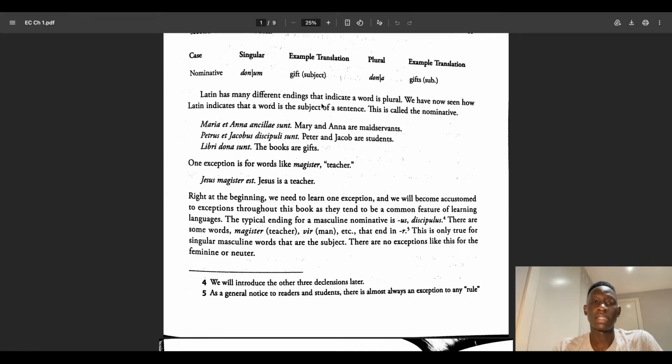We have now seen how Latin indicates that a word is the first subject of a sentence. This is called the nominative. Maria et Anna ancillae sunt. Mary and Anna are maid servants. Petrus et Jacobus discipuli sunt. Peter and Jacob are students. Libri dona sunt. The books are gifts.